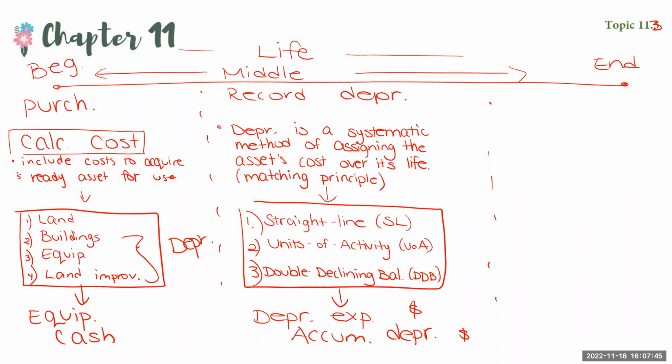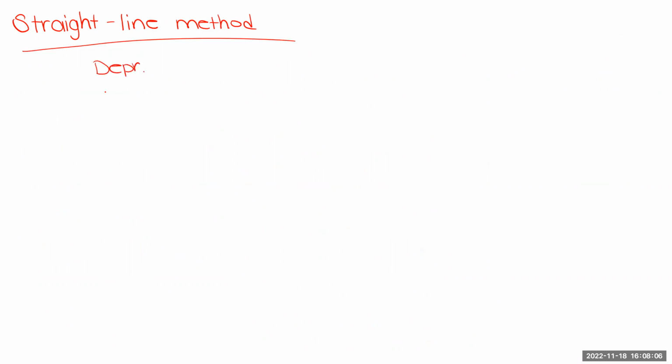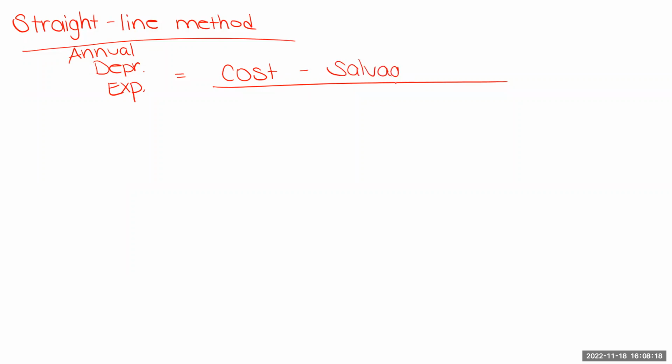All right, let's look at the straight line method. Now, whether you know it or not, we've actually already used this formula. The straight line method for calculating depreciation expense. And this gives us annual depreciation expense. So your formula is cost minus salvage value over the asset's estimated useful life.